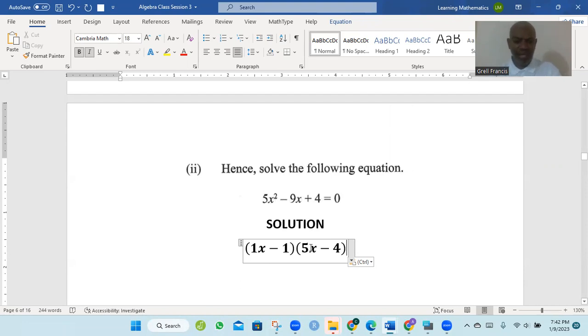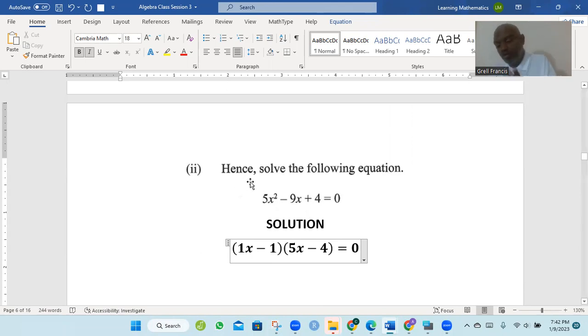So remember we said that this 1x minus 1 times 5x minus 4 is also 5x squared minus 9x plus 4. So we can easily call it 0. So please write down 1x minus 1 in a bracket times 5x minus 4 in a bracket equals 0, because this is just another way to represent 5x squared minus 9x plus 4, the factorized form. And it says hence. So write this down and put it equal to 0.